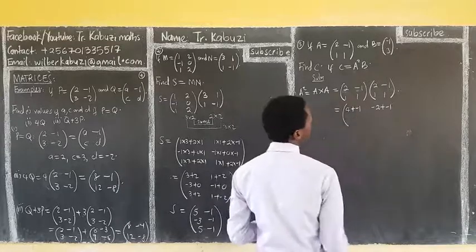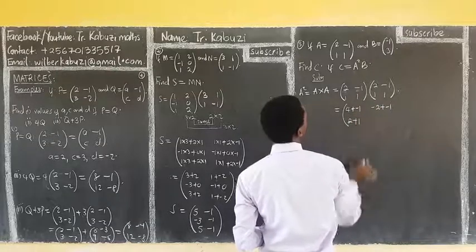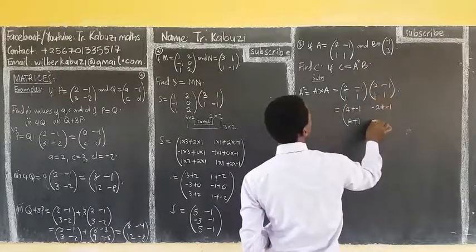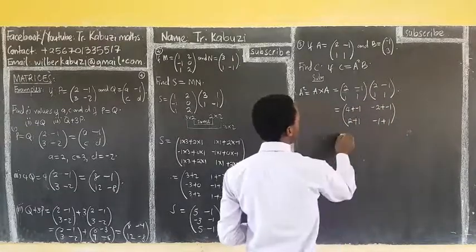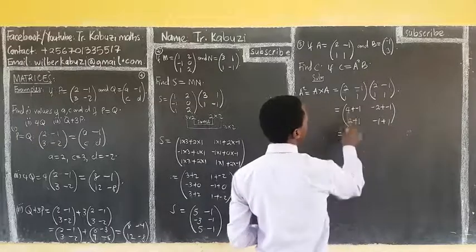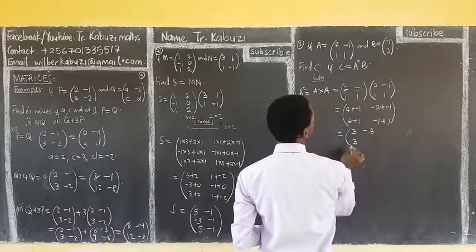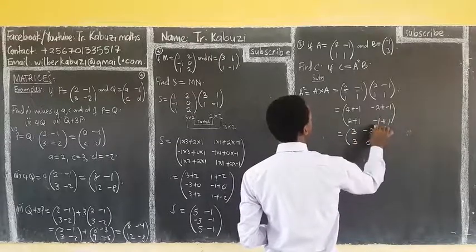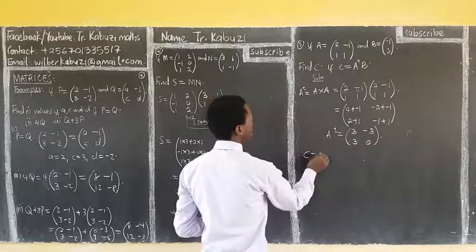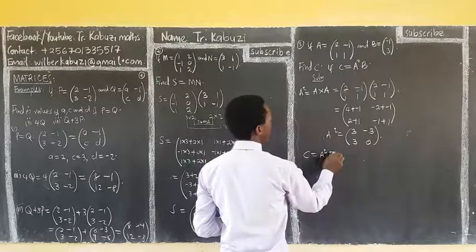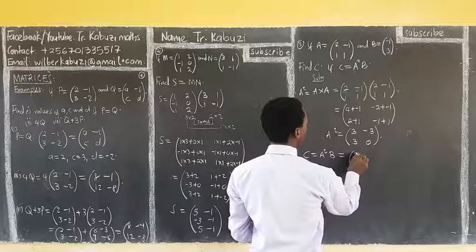Then we come to the second row. This times this is 2. Then plus 1 times 1 is 1. 1 times this, negative 1. Then plus 1 times 1 is 1. That one is also done. And if you simplify this, we shall get 3, negative 3, 3, then this will be a 0. So we have our A squared.